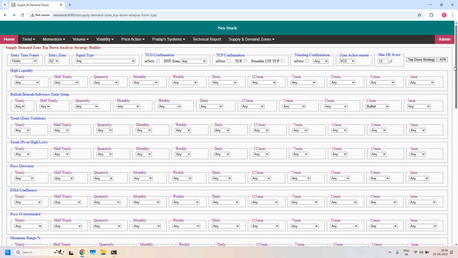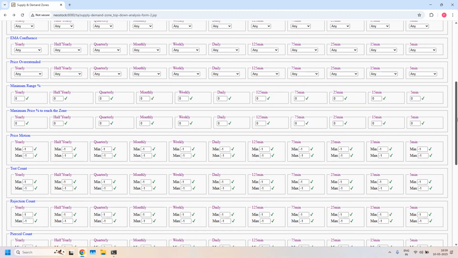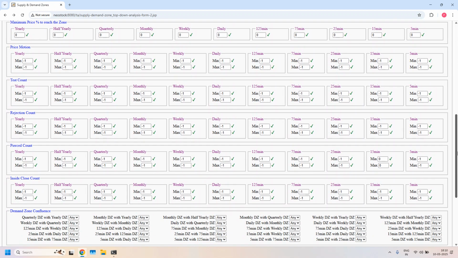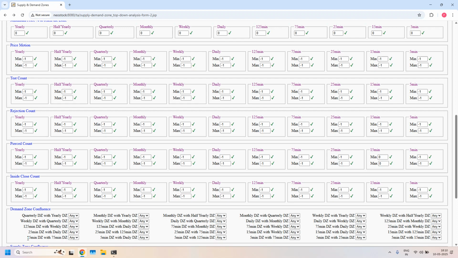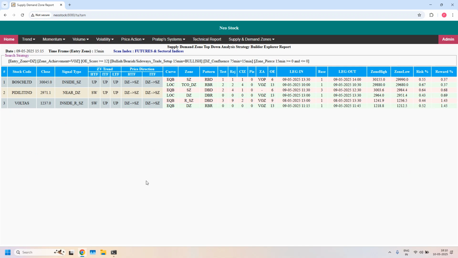First, LTF and ITF demand zone confluence. That is 15 minutes and 75 minutes demand zone confluence. Filter is enabled. And all the three stocks are filtered. That means in all the three stocks, these 15 minutes demand zones are overlapped with 75 minutes demand zone. And 75 minutes trend is up in all the three stocks.